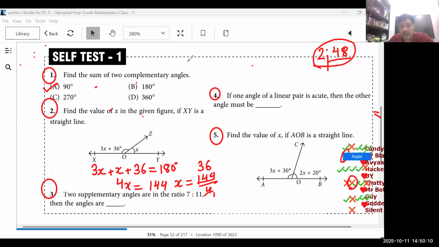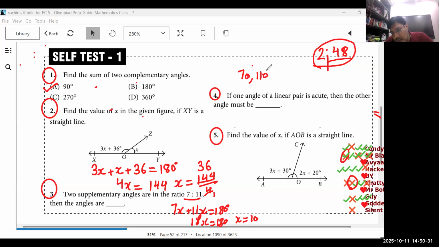Next, two supplementary angles are in the ratio 7 to 11. So 7x plus 11x equals 180 हो जाएगा. And 18x equal to 180 हो जाएगा. X equal to 10 हो जाएगा. The angles will be 70 and 110. Third किसका wrong है? किसी का नहीं है. One angle of a linear pair is acute, the other will be obtuse.